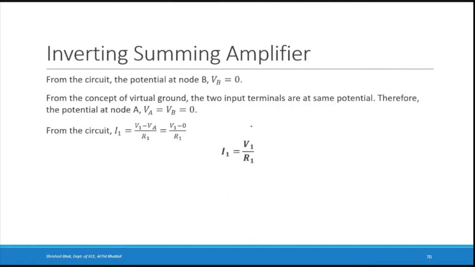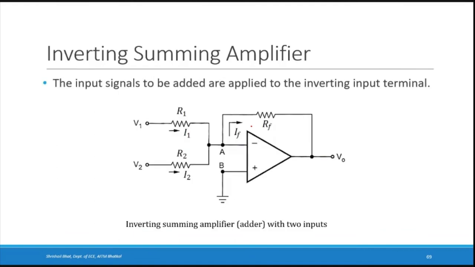Now, what is the relation between the currents? You can see at this particular node A, 2 currents are entering, that is I1 and I2, and IF is leaving. No current can enter the op amp. So whatever current is coming through I1 and I2 has to go through IF. So use your Kirchhoff's current law. Currents entering is equal to the currents leaving the node. That is I1 plus I2 will be equal to IF, right?